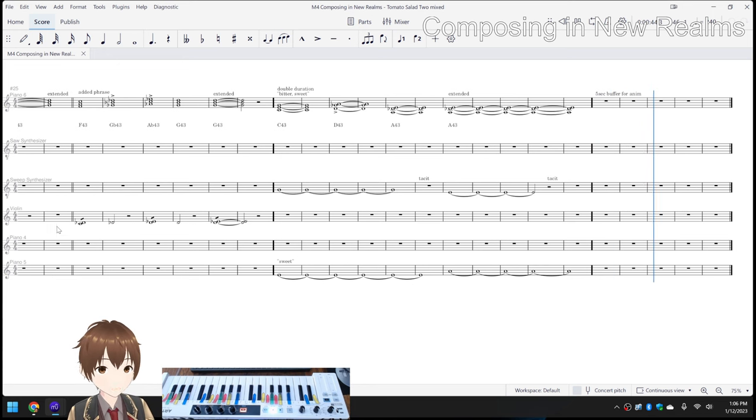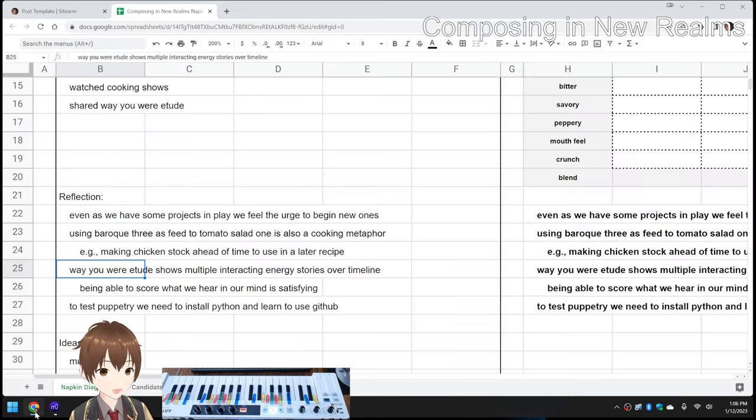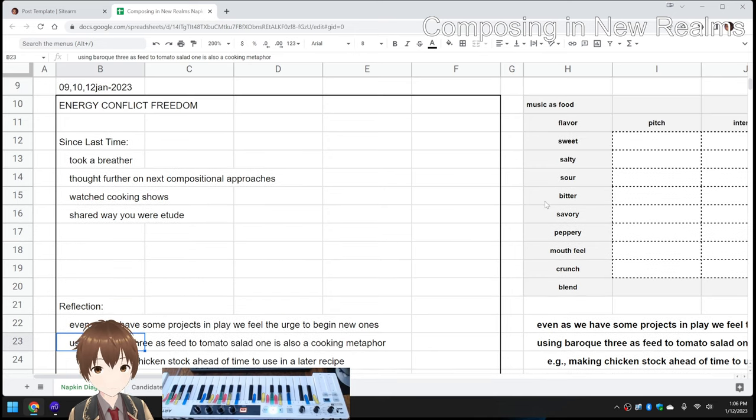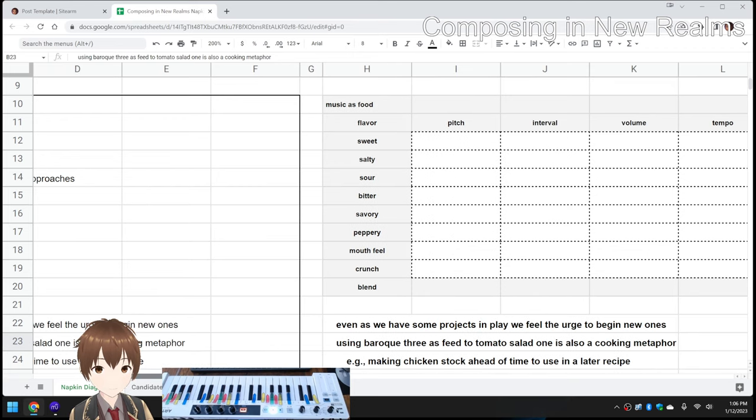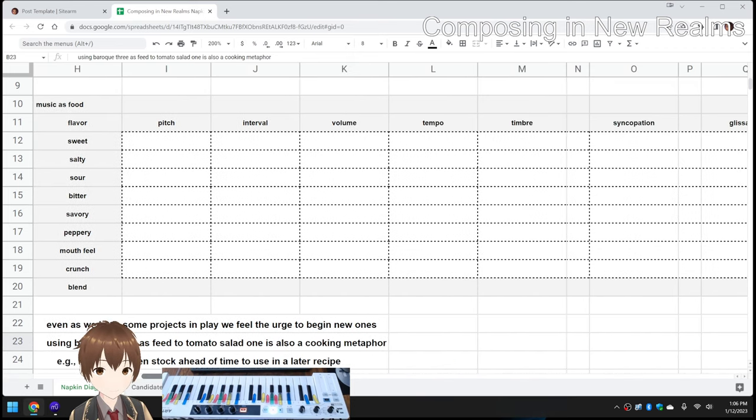And we're kind of tickled by this too. What we like about it is we were able to use, as we said, the Baroque 3 cadences as the feed. But here we started applying our music as food model. And the factors that were the timbre, you heard the yang, yang, yang, yang. So that's two pitches together, one step apart, which is dissonance.